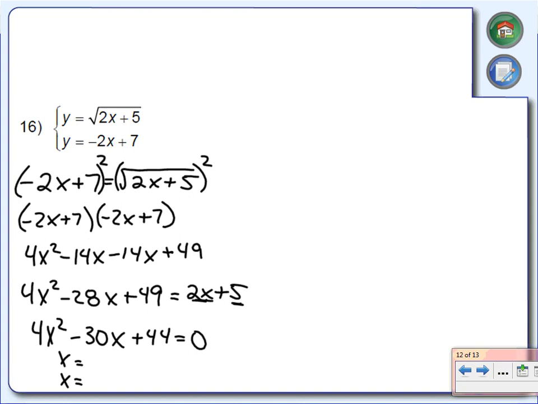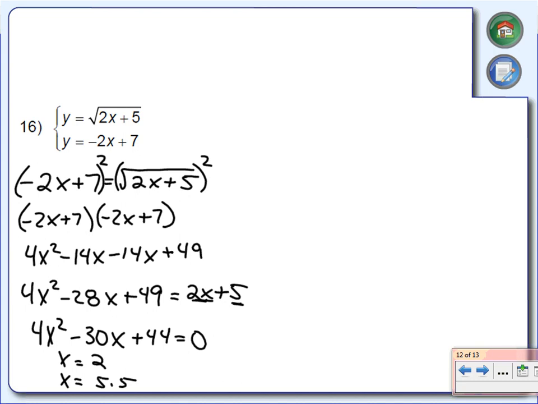So we can solve this quadratic either by quadratic formula, by factoring, or we can just graph it and see what the x-intercepts are. That'll work just as well. And I believe there's 2 x-intercepts on this. So we need to find both of those x-intercepts. So graph that quadratic, 4x squared minus 30x plus 44 equals 0, and let's see if we find it. All right, what are the x-intercepts? 2, that's one of them, and 5.5. Very good. 2 and 5.5.